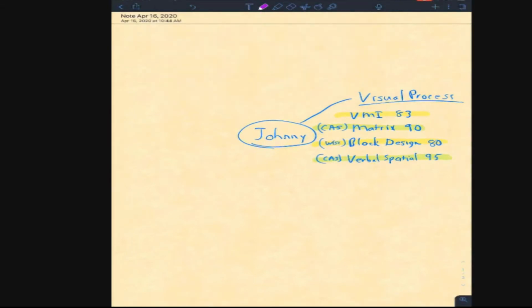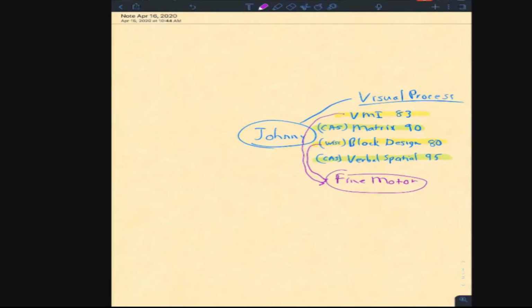The first thing you should notice is that these two subtests require fine motor skills. The VMI, you've got to actually use the pencil to draw with, and the block design, you've got to manipulate little blocks. So we might have a visual process. We might have a fine motor issue. It looks like visual processing without fine motor skills is fine, but add in the fine motor skills, and you've got a little bit of an issue.